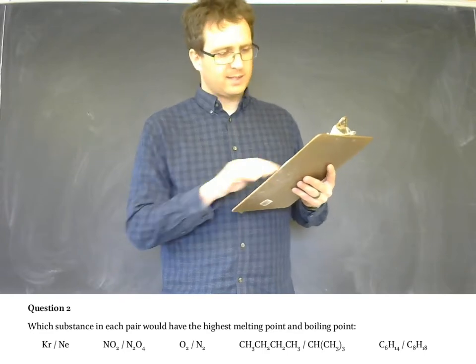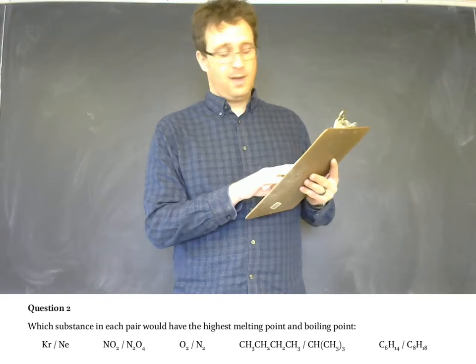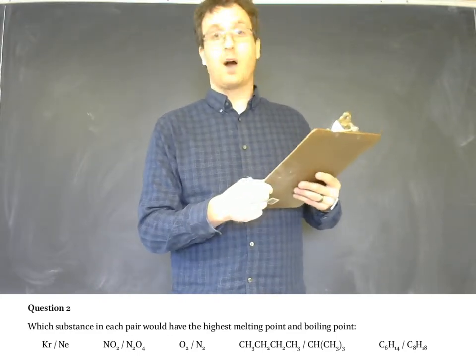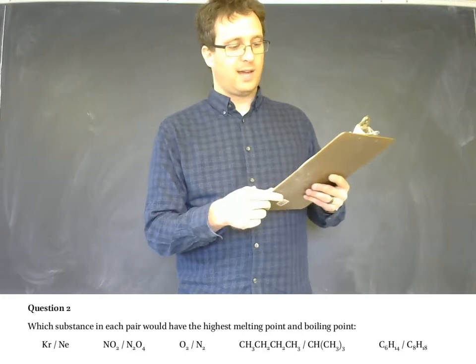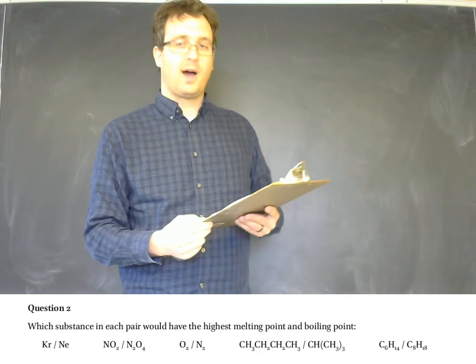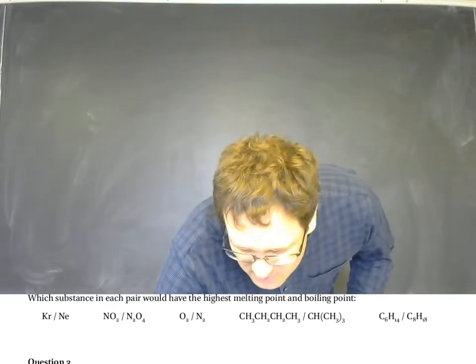And then lastly, C6H14, that's hexane, versus C8H18, that's octane. The octane has a higher molar mass, it has more atoms, so it will have a higher boiling point. Let's move on to question 3.